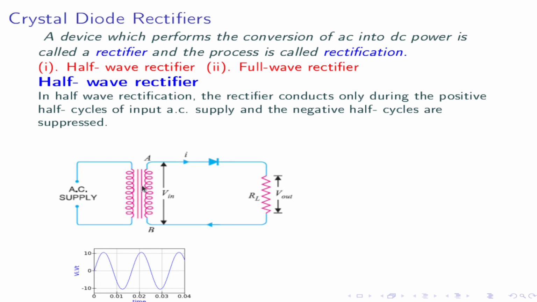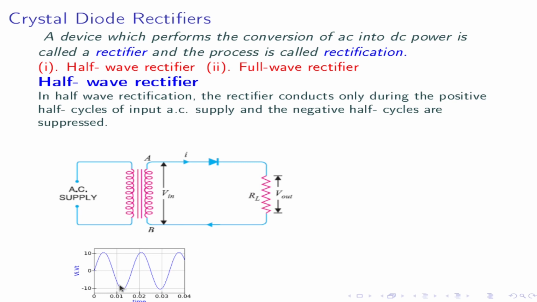For the positive half cycle of the input signal, the point A is positive with respect to B. That means during the positive half cycle, the diode is forward biased. This is positive to positive, therefore the diode is forward biased and allows current to pass through the diode, and we can take an output from the load resistor RL.